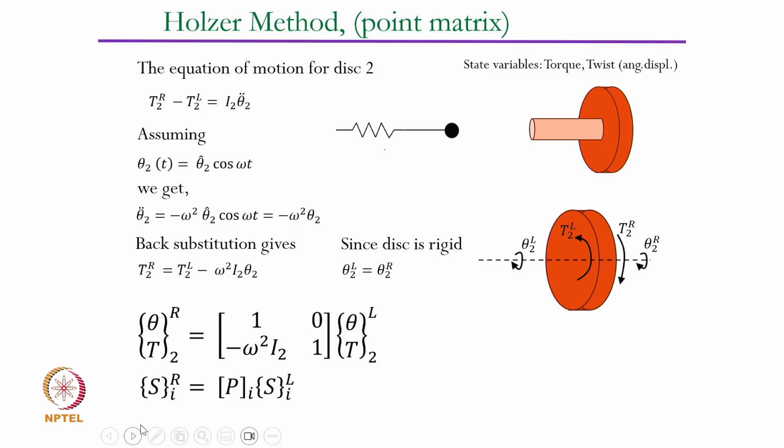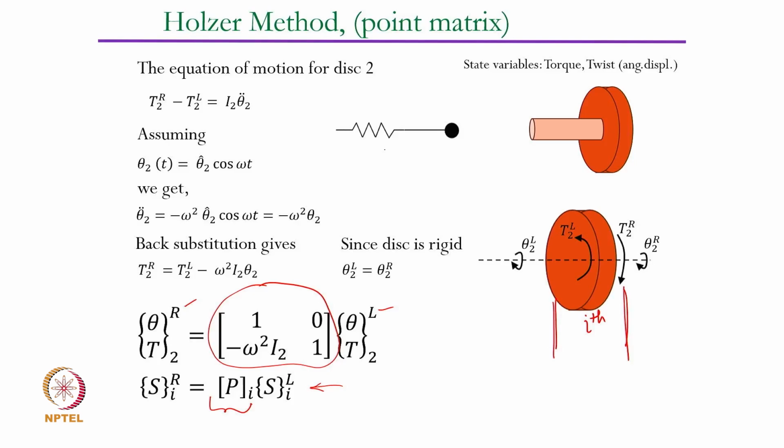So the state vector on the right side of the inertia element, this is the ith inertia, is related to the state vector on the left side through this equation, and it is related through this matrix. The state vector on the left and the state vector on the right of the ith segment, in this case the second disk, is related through this matrix, which is called a point matrix, because we are considering that at that point only inertia contributes, there is no strain energy stored. So it is a point matrix.